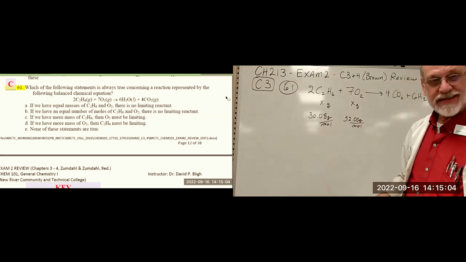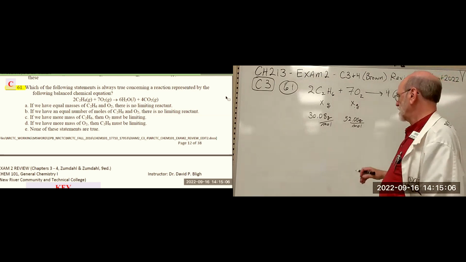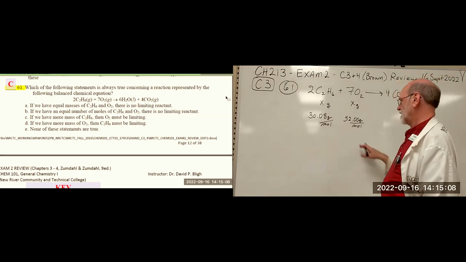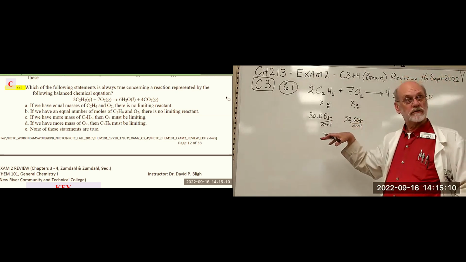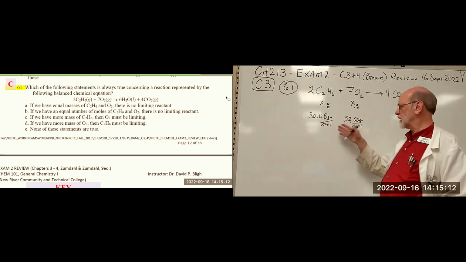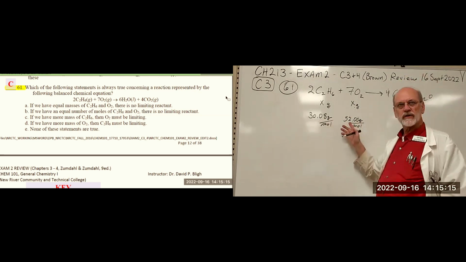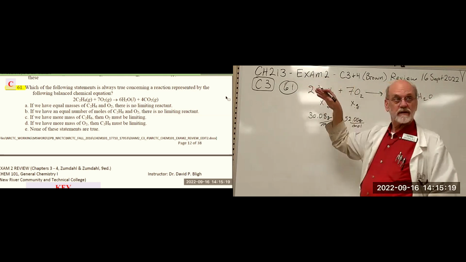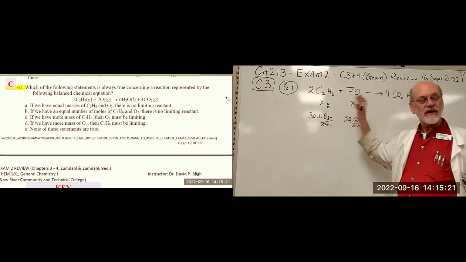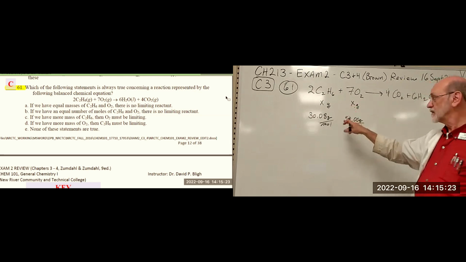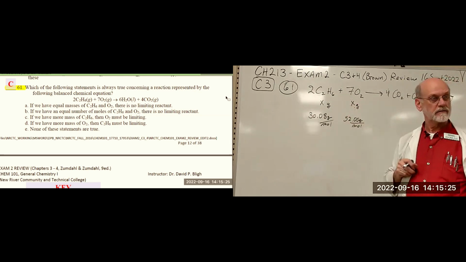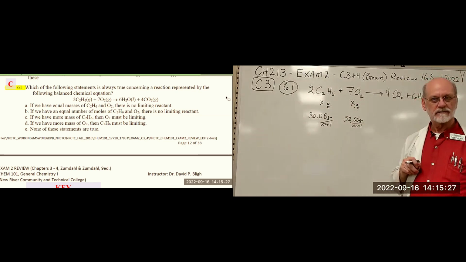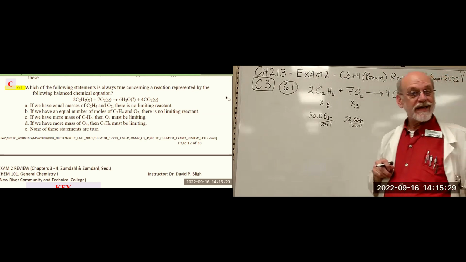Okay, if you have equal masses, how many moles do you have? Well, roughly equal moles, don't you? Not exactly, but pretty close, 30 and 32. So that would be 2 to 2 or 7 to 7. You don't have that. This is not a stoichiometric mixture to have equal masses. Does everybody see that? Okay. So A is wrong.